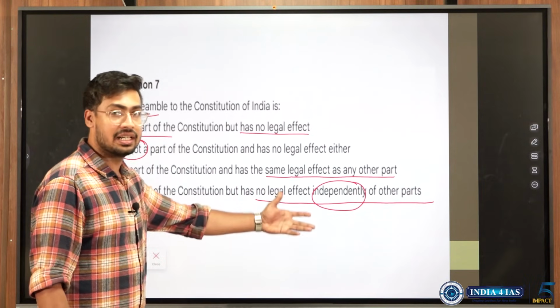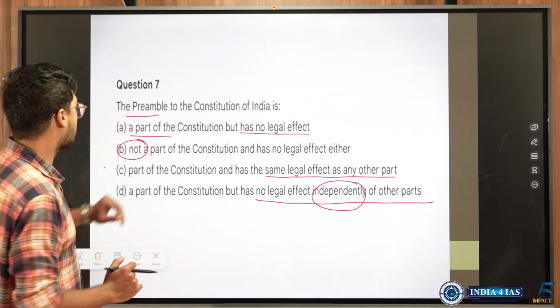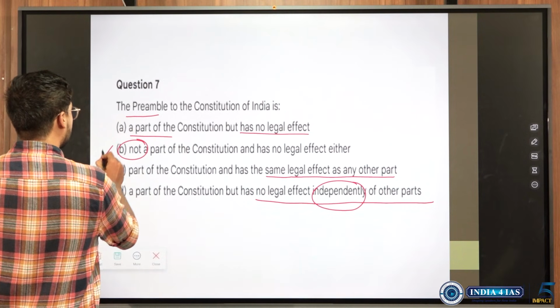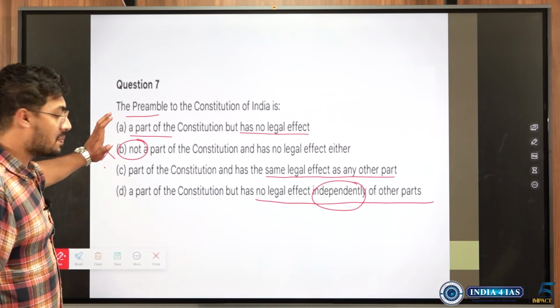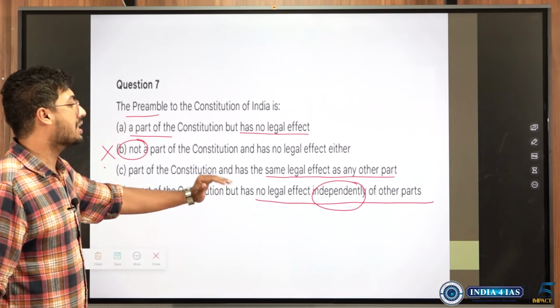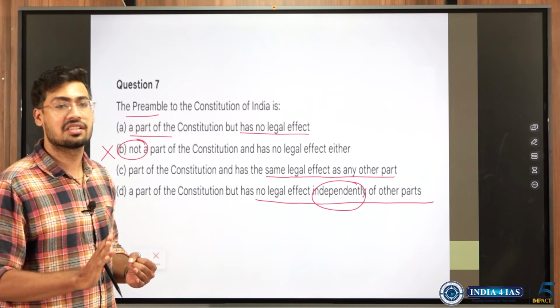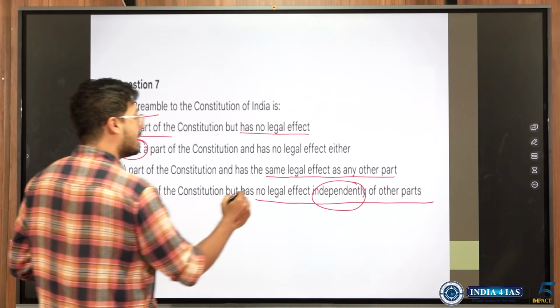no legal effect independently. Now we look at this. So preamble is a part of Constitution. It is telling preamble is not a part of Constitution. So this becomes wrong. Preamble is a part of Constitution and has the same legal effect as any other part. We know that just like DPSPs, preamble is non-justiciable. So it has same legal effect as any other part.